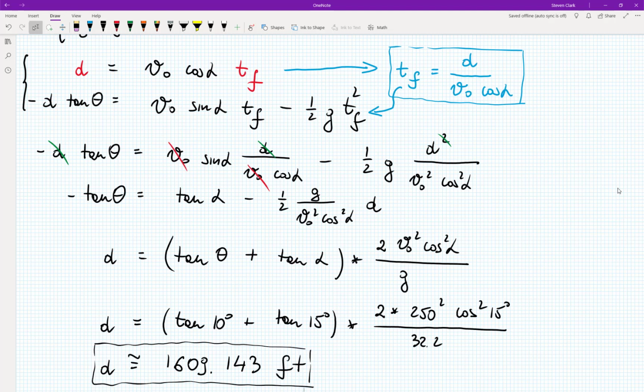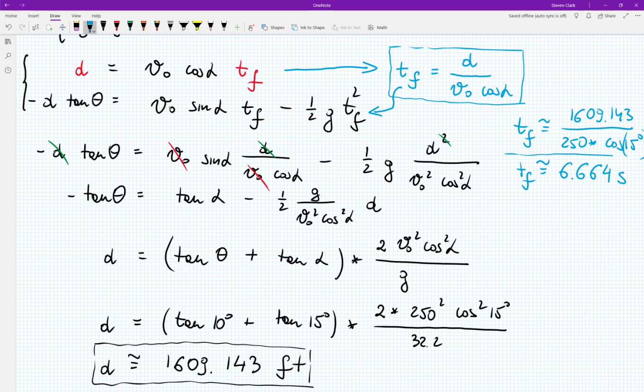Okay, so we can also do time final. Yeah, if you look in the top right corner, we can say that T final will be approximately 1609.143. V0 was 250, now I remember, and alpha was 15 degrees, cosine 15 degrees. Grab your calculators and obtain that T final is approximately 6.664 seconds. Yeah, they didn't ask us for it, but we did it.